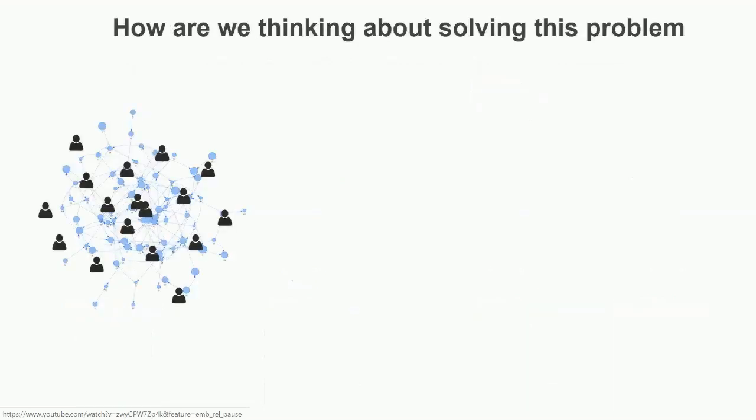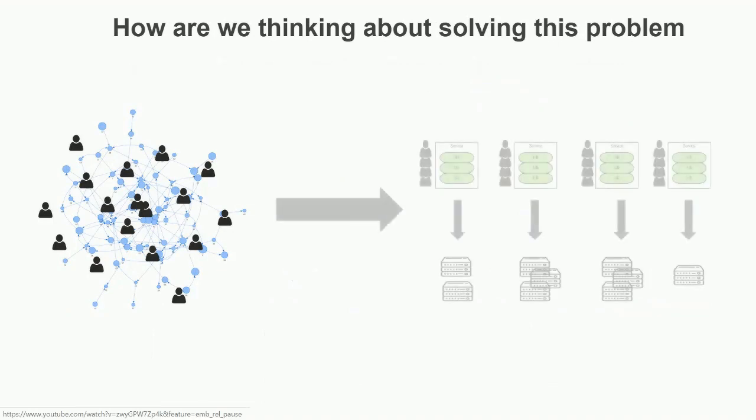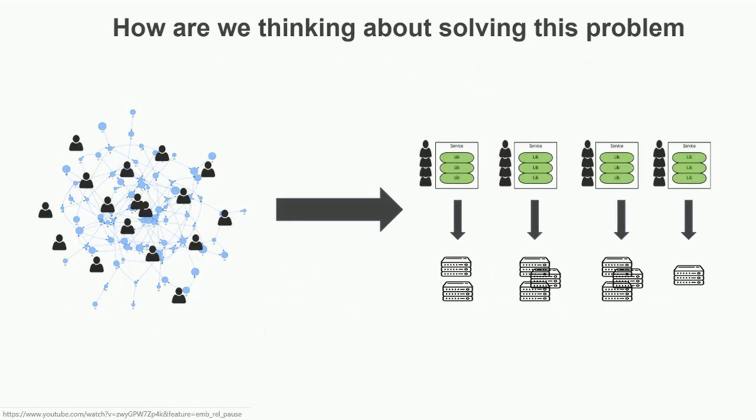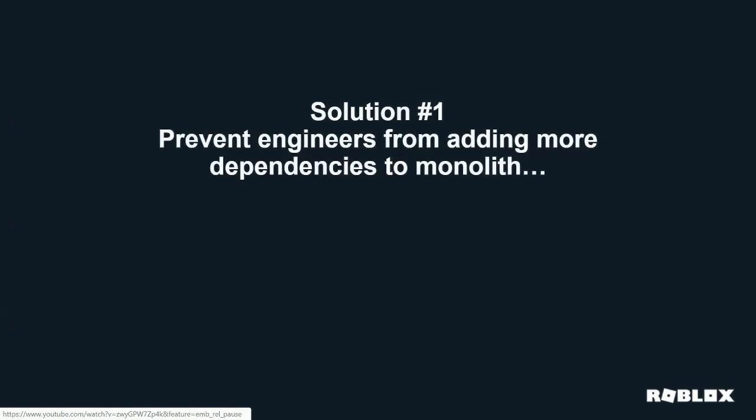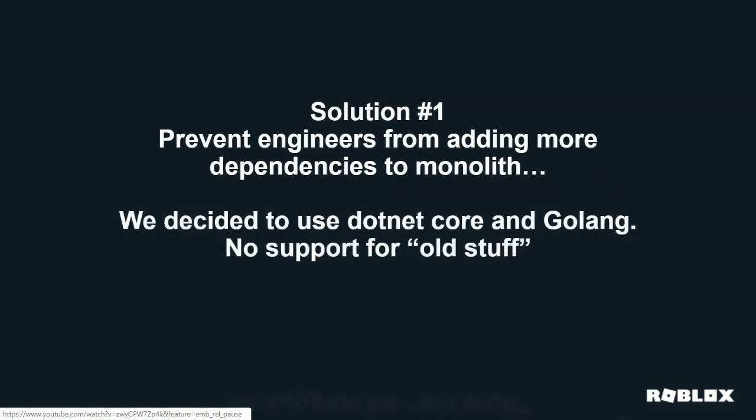But how do you get from what we had, or what the typical company experiencing growth has, into this amazing world? And how did we approach solving this problem? So the first solution we implemented is, let's prevent engineers from adding more dependencies to the monolith somehow. What we decided to do is introduce a new set of technologies that is not compatible with the old stuff. That way, if you use the Go language and we are in C#, you cannot just add the dependency to the monolith anymore.